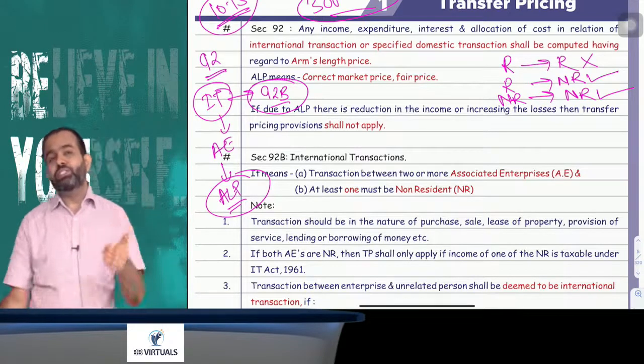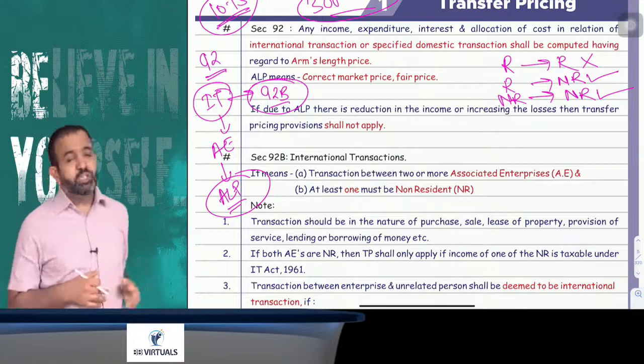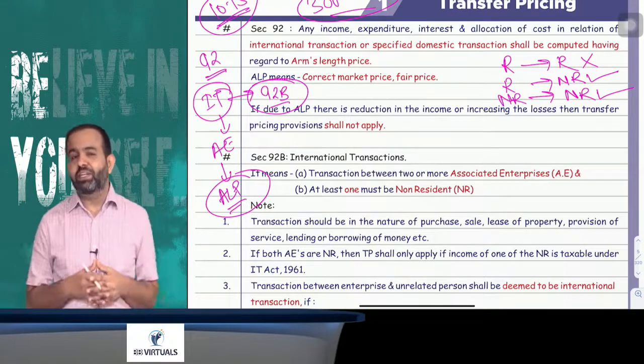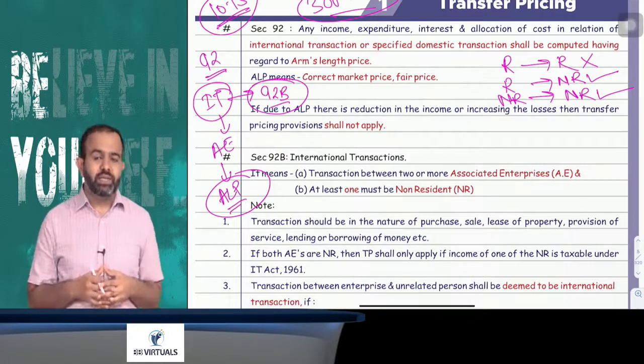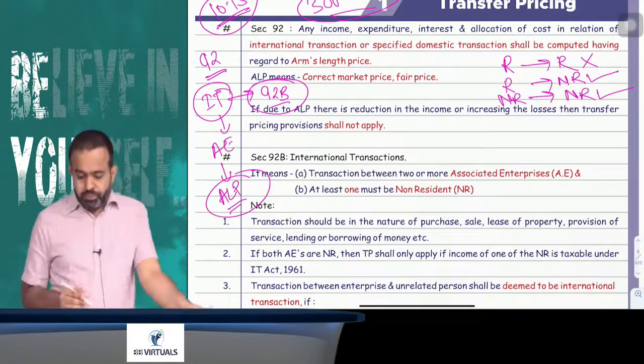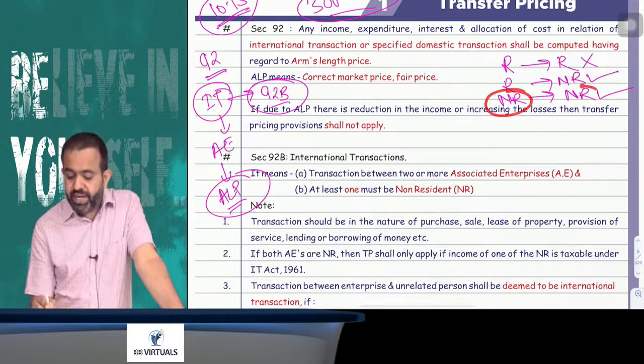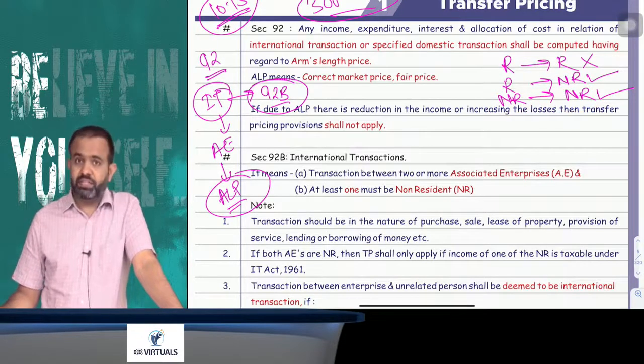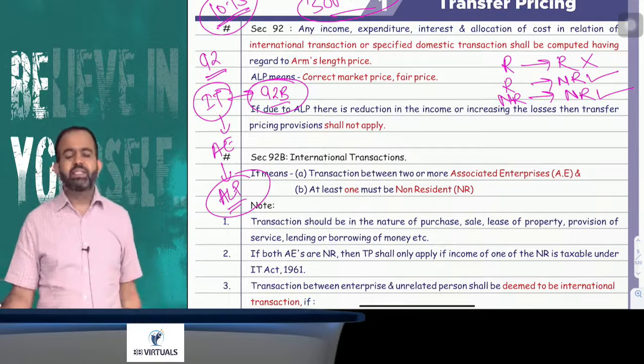Now you may ask a question, sir, here there is a transaction between one non-resident and another non-resident, then why is it treated as an international transaction? Why is transfer pricing applicable? Guys, suppose out of these two non-residents, any one non-resident's income is taxable in India, then it will be treated as an international transaction and transfer pricing is applicable.